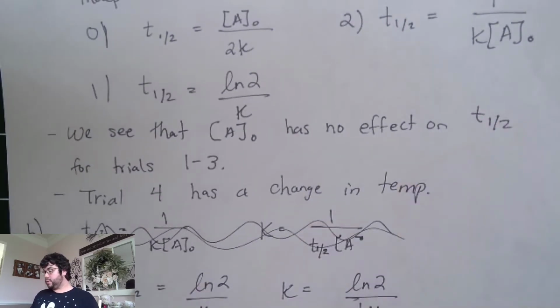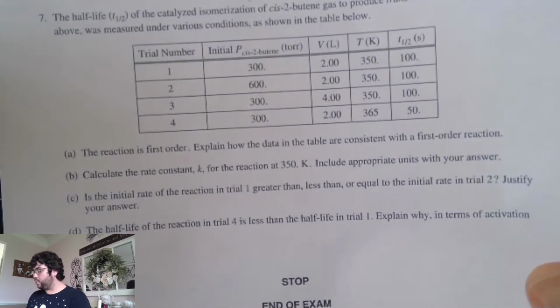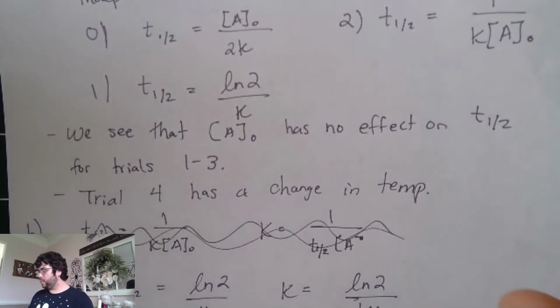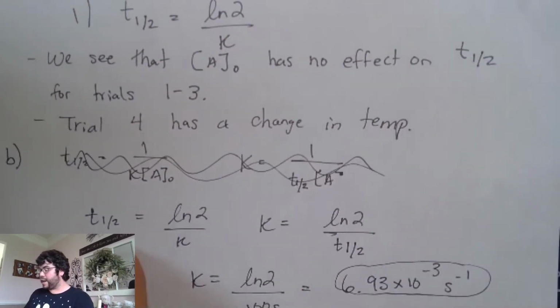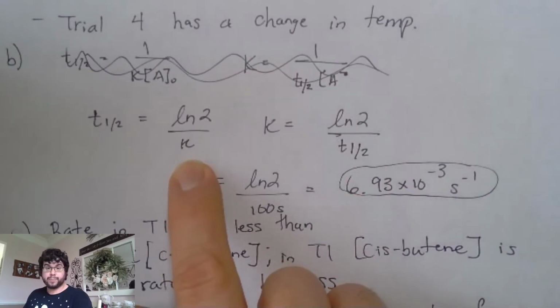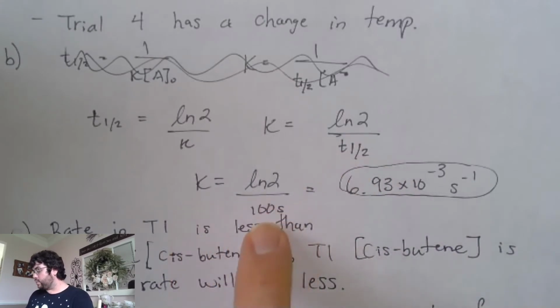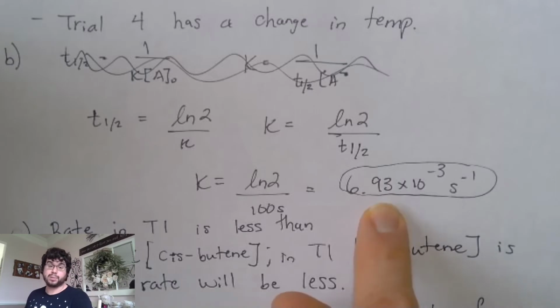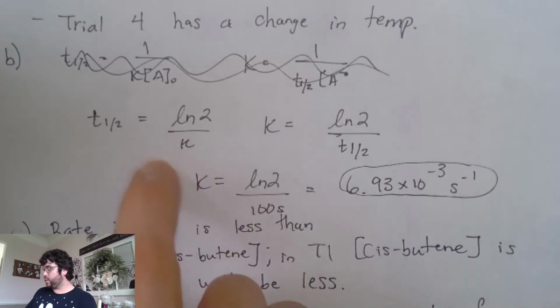Part B, calculate the rate constant for the reaction at 350 Kelvin. Include appropriate units with your answer. Okay, so I wrote this wrong. I looked at the second order accidentally first. So the half-life is equal to the natural log of 2 over K. We want to solve for K, that's the rate constant. So K is equal to the natural log of 2 over the half-life. So it'd be natural log of 2 over 100 seconds. And so you get this, 6.93 times 10 to the negative third. This value would be given to you on the reference sheet, so you don't have to worry about that too much.